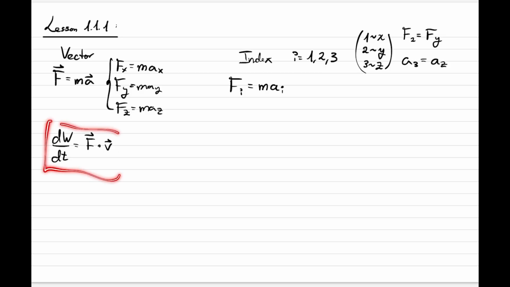However, in this equation, we have the dot product of two vectors. The dot product of two vectors is just a number, it's not a vector. And also the left-hand side is just a number, it's not a vector. So this is one equation. Although it involves vectors, these are not three equations compactified into one, it's only one equation. So how can we write this in index notation? Well, we can develop this dot product into the x component of F times the x component of v, and we do this for the other components.